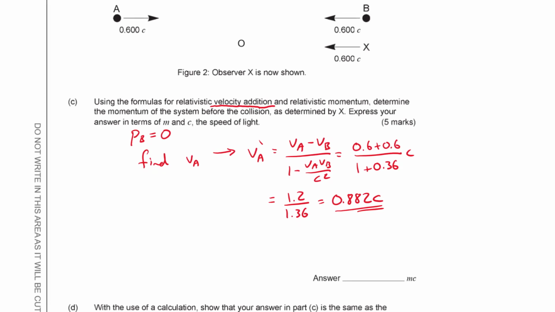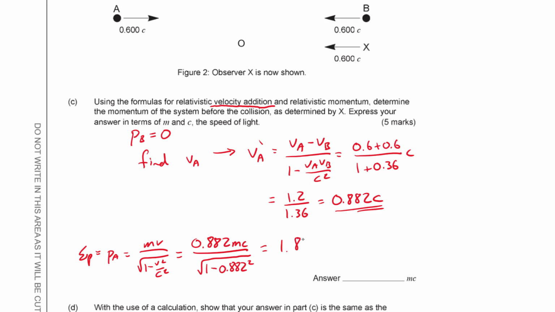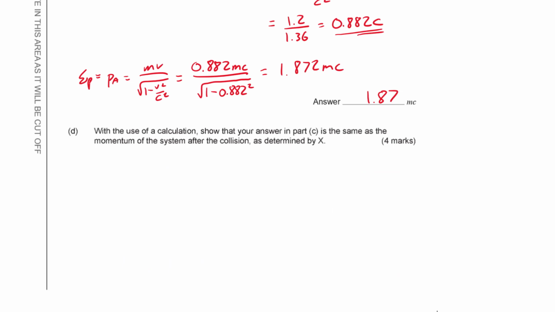So that velocity is the only thing contributing to the sum of the momentum. So starting with that idea, the sum of the momentum is going to be equal to the momentum of just particle A. That's going to be equal to mv on the square root of 1 take v squared on c squared. Sub in those values. So now instead of v, I have 0.882 of c. It looks a bit like that, and then I end up getting 1.872 mc. So it's already wants it in terms of mc, so it's just 1.87 mc. And there we go.